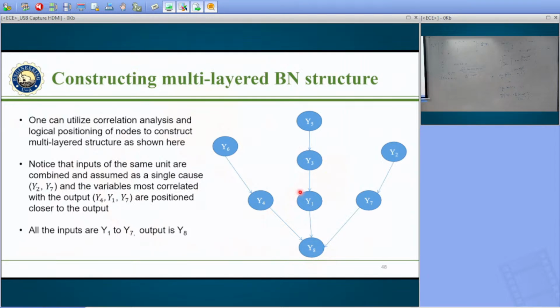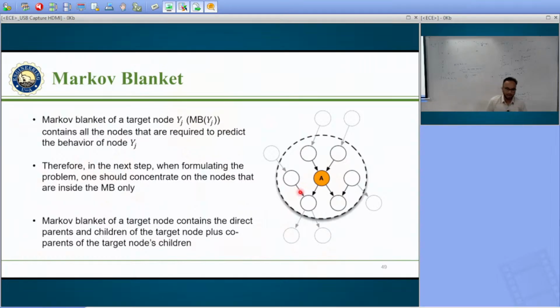Yeah, I can actually consider that. Why? Because these are the input variables based on the structure, and they are highly affecting my output variable, and this information is already present in this structure. So I can come up with a reduced network structure. I can use something called a Markov blanket, where you have a target variable.